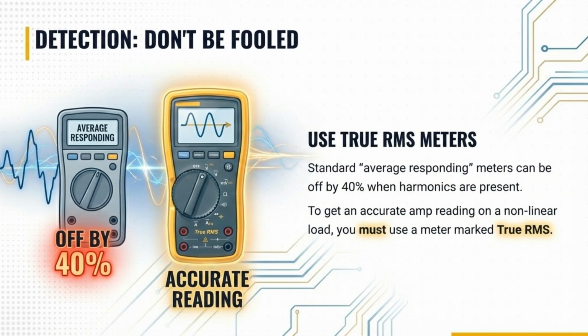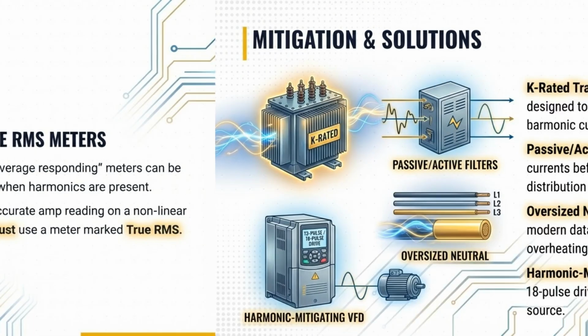For detection, don't be fooled by average responding meters, which can be off by 40% when harmonics are present. To get an accurate reading on a nonlinear load, you must use a true RMS meter.